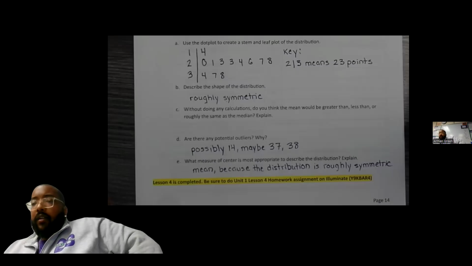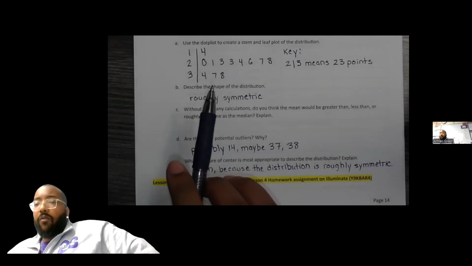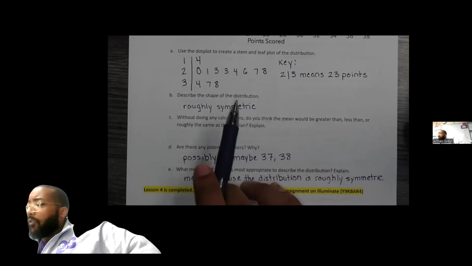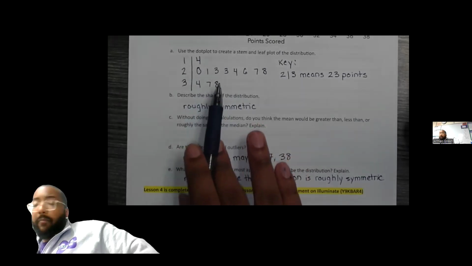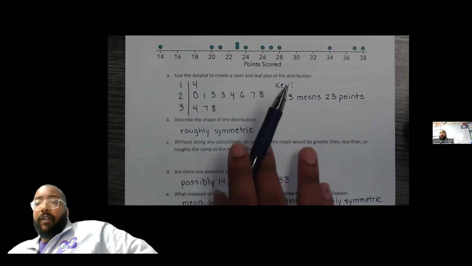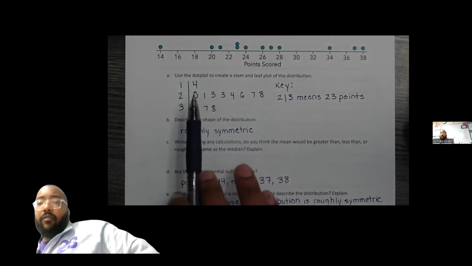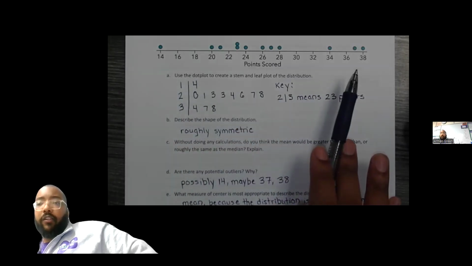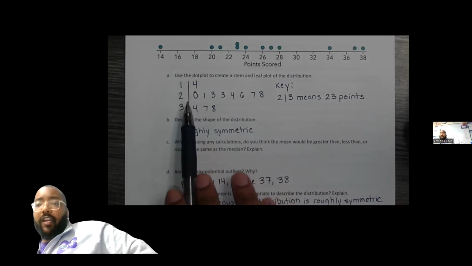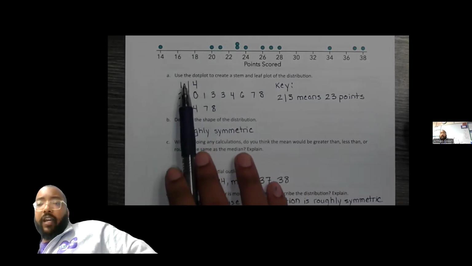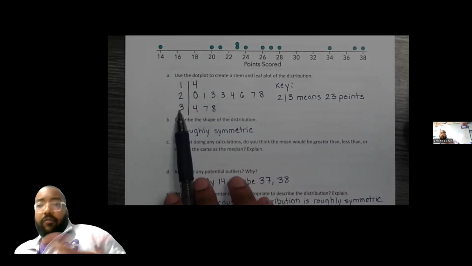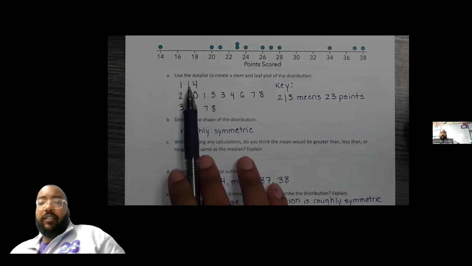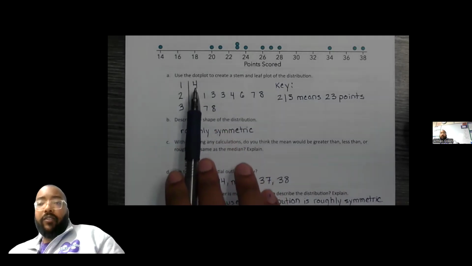All right, we're back now. And here are my answers for the check for understanding. For part A, we had to create a stem plot based on the dot plot that is provided at the top. As you can see, we have numbers that go from our tens all the way up to our 30s. So for that reason, my stems for my stem and leaf plot are going to be 1, 2, and 3. That's to represent that we are going to have numbers in the 10s, in the 20s, and in the 30s. We only had one dot in the 10s, and that was at 14. So that's why we have a leaf here of 4.